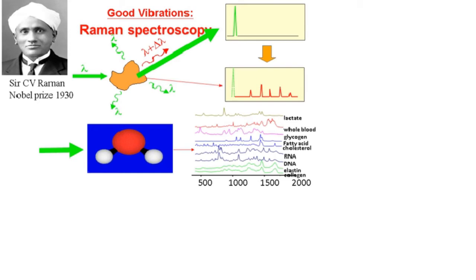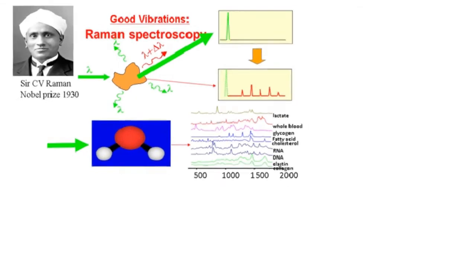It's a much weaker effect. It has a low cross section, so we need very sensitive detection methods and very sensitive optics to cut as much light as possible. But in effect, we're looking at the scattering of light off the molecules of interest, and we end up with a fingerprint of the biomolecules found within the cells and tissues.